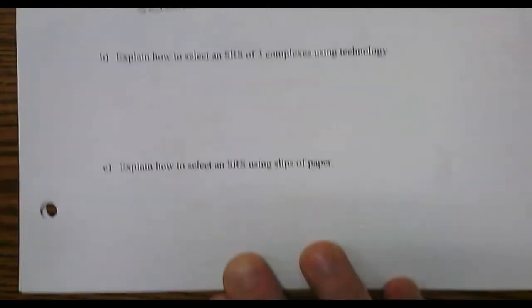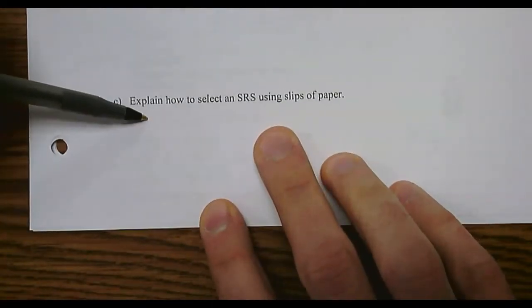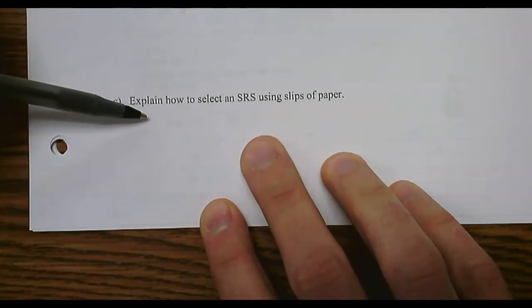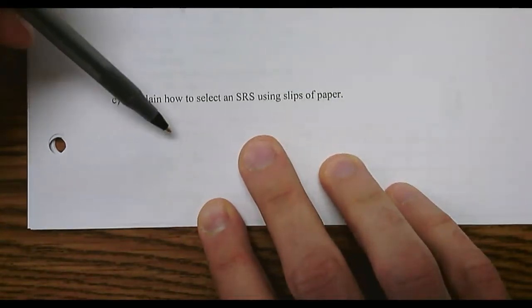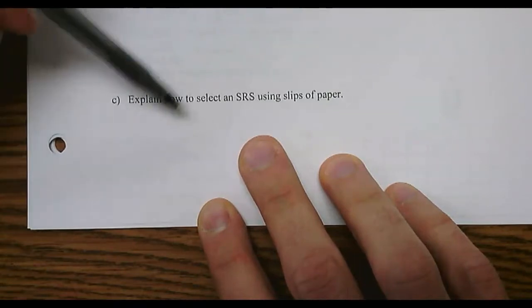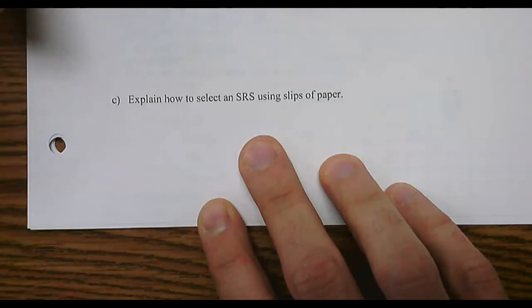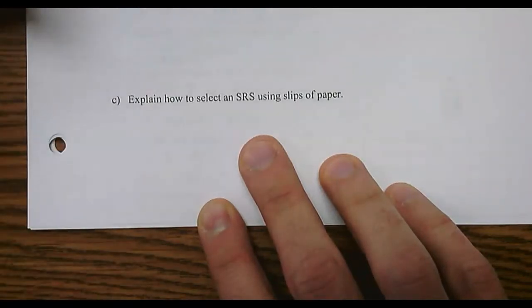So skipping down to part C, using slips of paper, same deal. You could do one of two things. You could write the names of the complexes on 33 identical slips of paper, put them in a hat, mix them up, pick one out at a time until you have 3 selected. And those 3 complexes would be the 3 that you would sample.